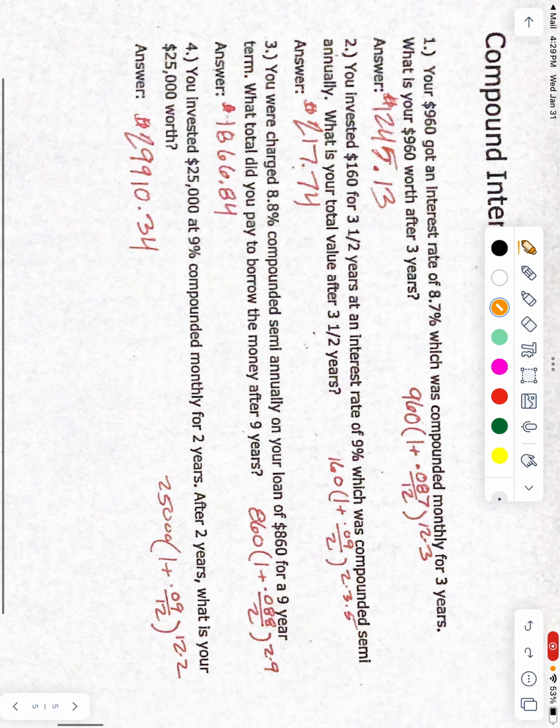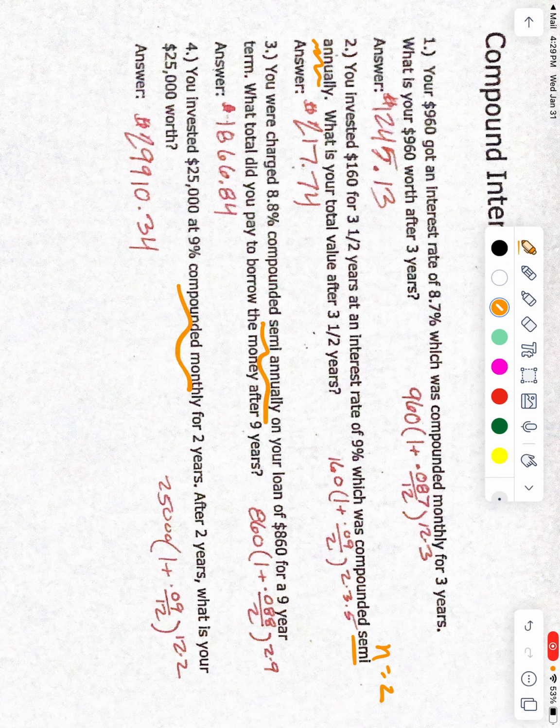Take a look at these. I'm not going to walk through every single one of them. Just notice that we are changing how often it's compounded. Semi-annually would mean n is 2. Let's see, this one we were semi-annual again, and this one we were monthly again, just like the first one. So pay close attention to how often we're compounded.